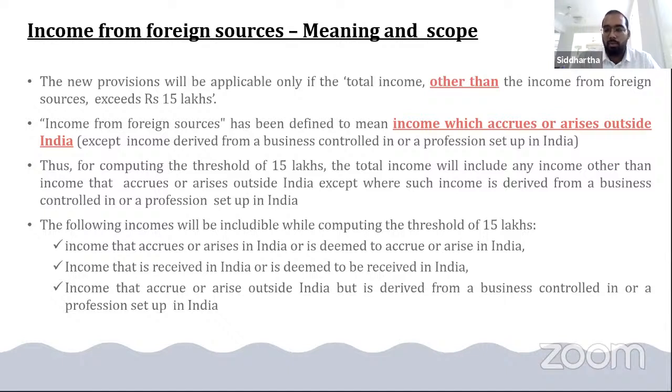So for computing the threshold of 15 lakh, we have to take into account all the income which accrues or arises in India, deemed to accrue or arise in India, which is received in India, which is deemed to be received in India, and which accrues or arises outside India but is derived from a business controlled or profession set up in India.